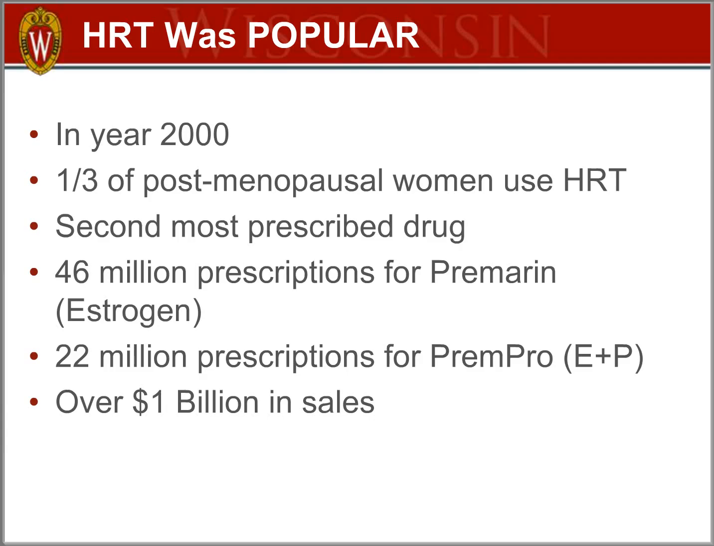It was the second most prescribed drug. 40 million prescriptions for the estrogen and 22 million for estrogen and progestin. Over $1 billion in sales. Yet at that time there was no available randomized clinical trial data.